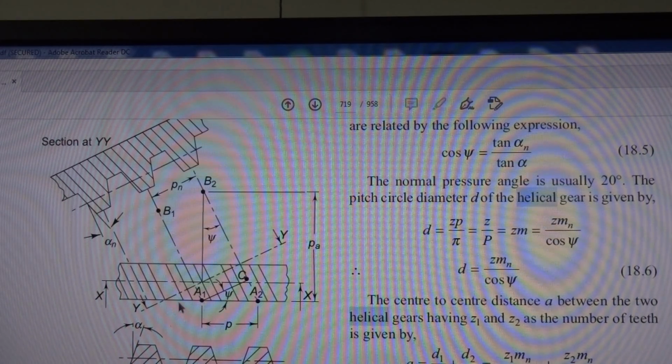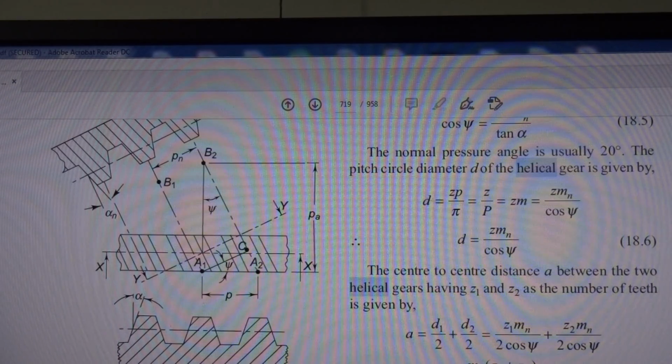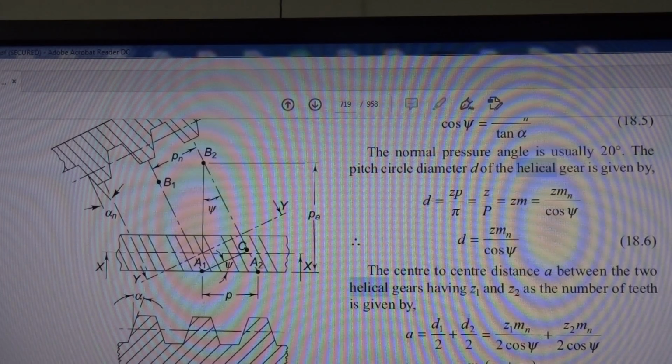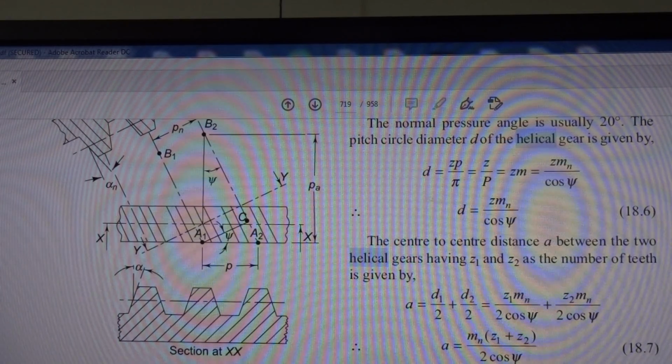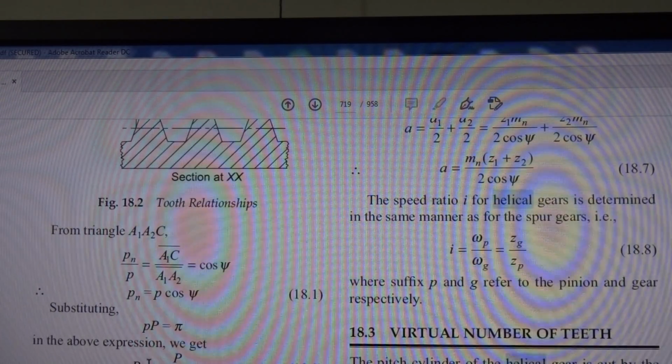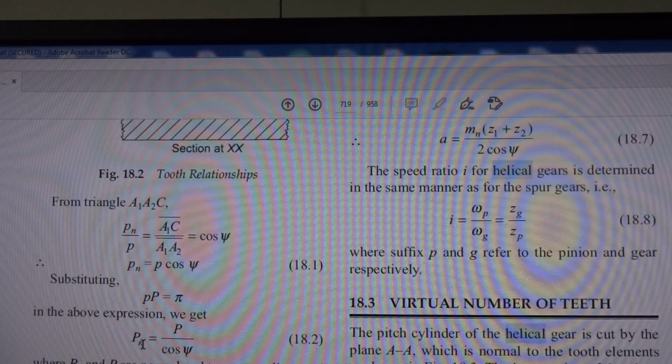Now from the triangle A1 A2 C, Pn by P is equal to A1C by A1 A2, which is equal to cos psi. So Pn is equal to P cos psi. This is the normal pitch, P is the transverse pitch, and psi is the helix angle. For the diametrical pitch, we know the circular pitch P times capital P is equal to pi. So capital Pn is equal to capital P upon cos psi, where Pn and P are the normal and transverse diametrical pitch respectively.